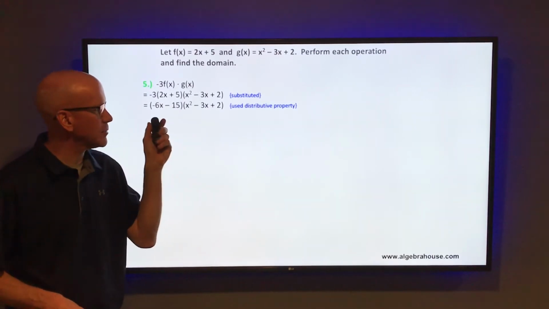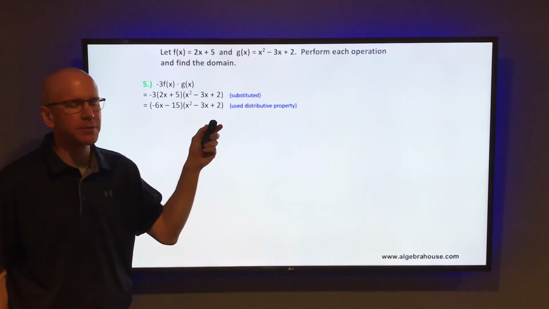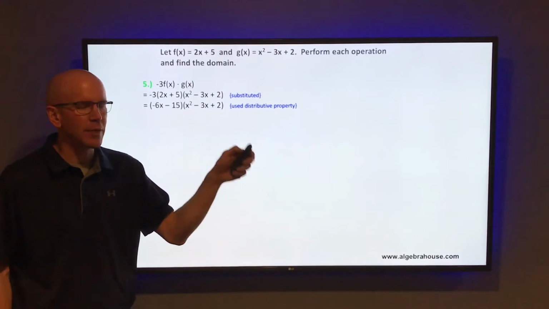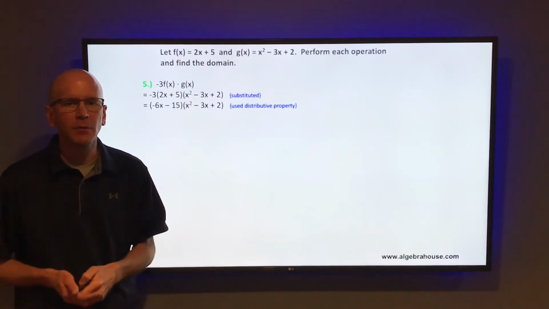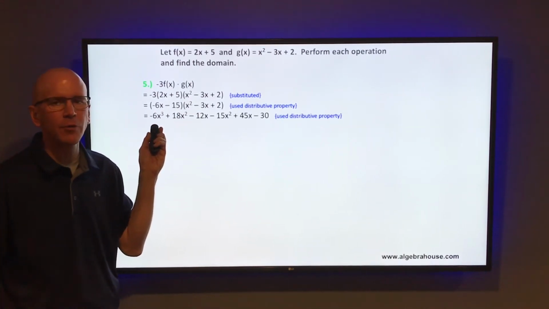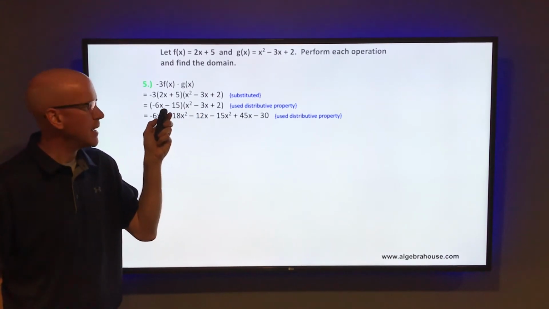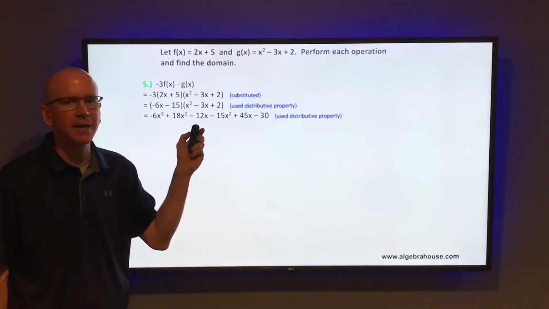To multiply these two, just use the distributive property. Distribute that negative 6x through that second set of parentheses, and distribute the negative 15 through that second set of parentheses, and then combine the like terms. So if you take negative 6x times x², that is negative 6x³. Negative 6x times negative 3x, that'd be 18x². And negative 6x times 2, that is negative 12x.